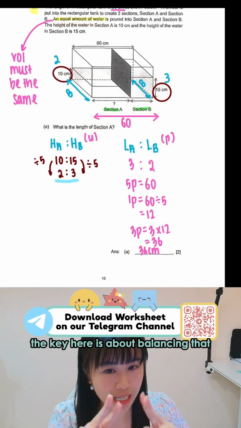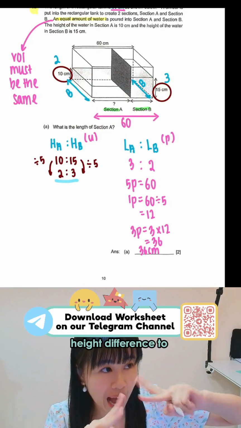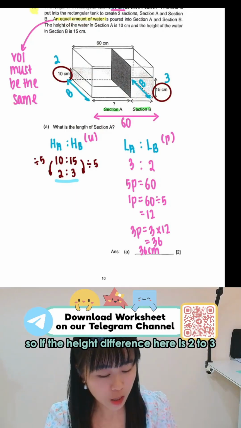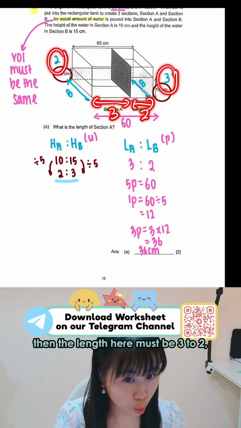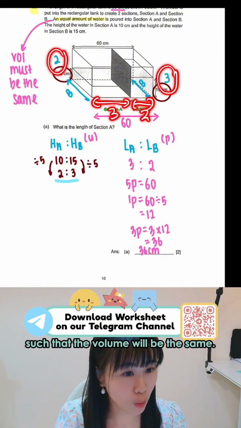So the key here is about balancing that height difference to become that length difference. So if the height difference here is 2 to 3, then the length here must be 3 to 2. It must balance out such that the volume will be the same.